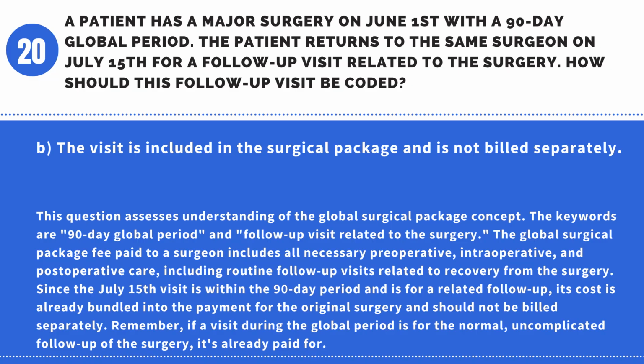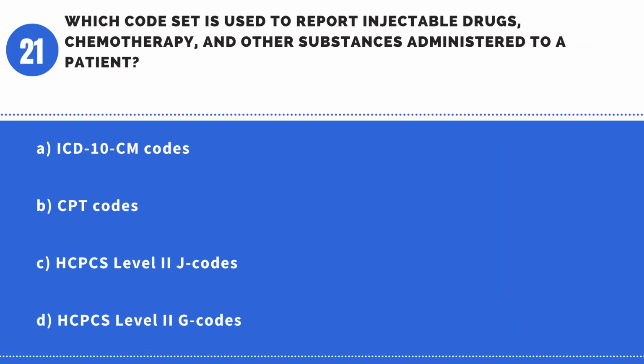Remember, if a visit during the global period is for the normal, uncomplicated follow-up of the surgery, it's already paid for. Question 21. Which code set is used to report injectable drugs, chemotherapy, and other substances administered to a patient? A. ICD-10-CM codes. B. CPT codes. C. HCPCS Level 2 J codes. D. HCPCS Level 2 G codes.